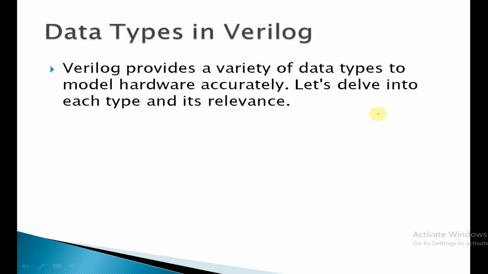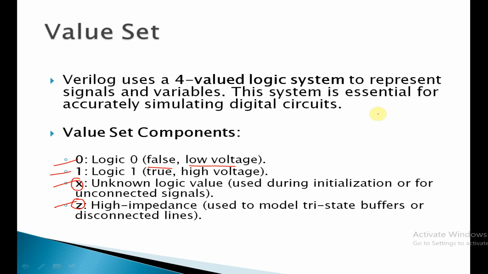So we have started with our data types, and we have seen the value set, and we have also seen the default values and the different types of net data types, wire data types, everything. We have seen the behavior also.